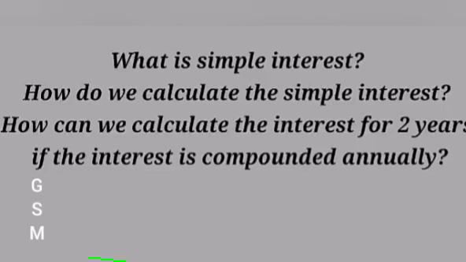Now next, how do we calculate simple interest? Simple interest is calculated using the formula P into R into T divided by 100. Now, how can we calculate the interest for 2 years if the interest is compounded annually? Let us see.